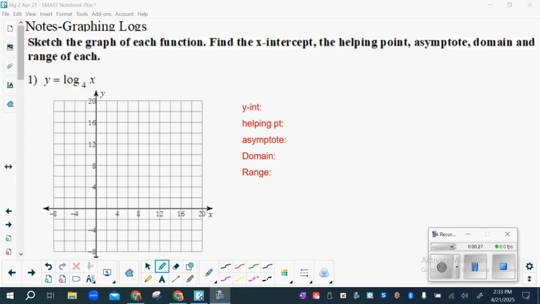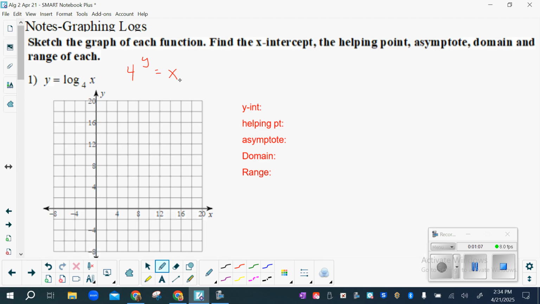Yeah, so we want to change this to exponential form. So my base is 4. What's my exponent? We're changing this from log form to exponential form, just using the 4, the x, and the y. What's the exponent? Y is my exponent, and then x is what it's equal to. Remember, base, exponent, and then the answer. So we're going to take this equation and use that to graph it.